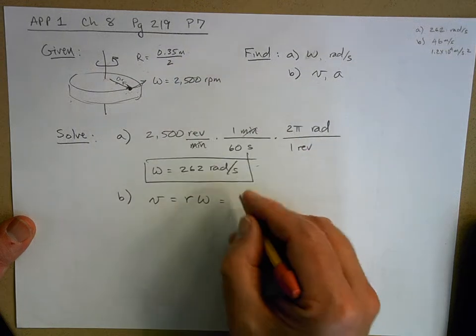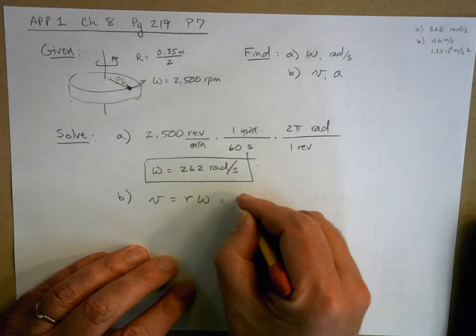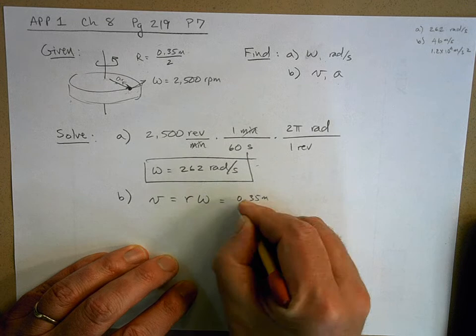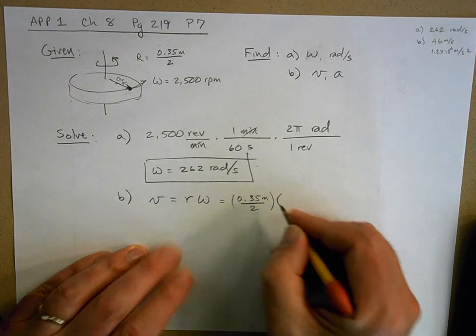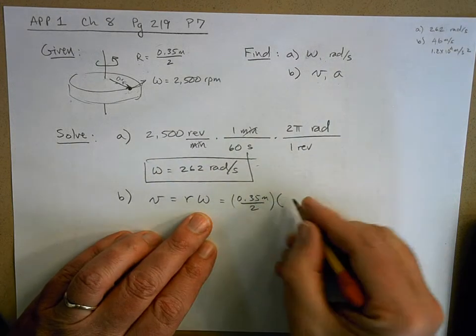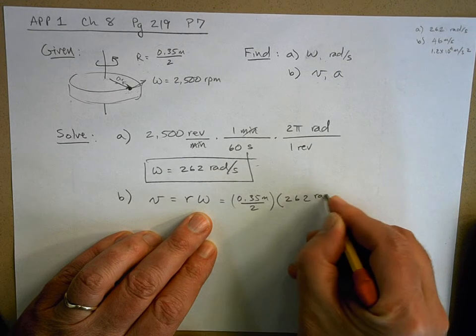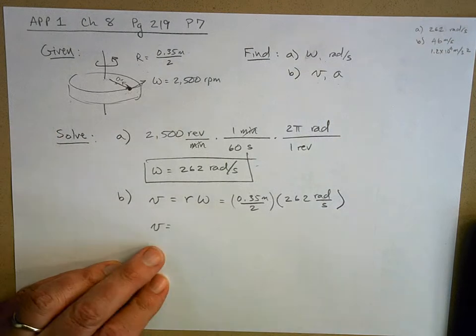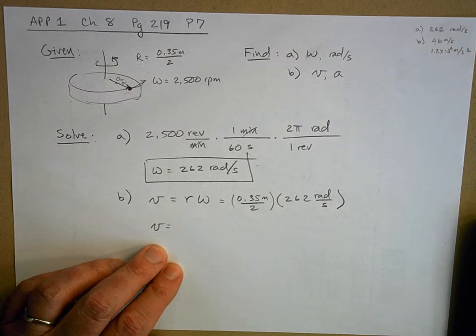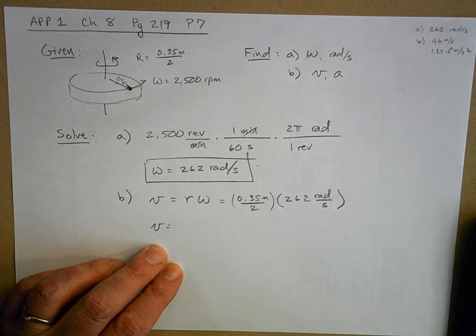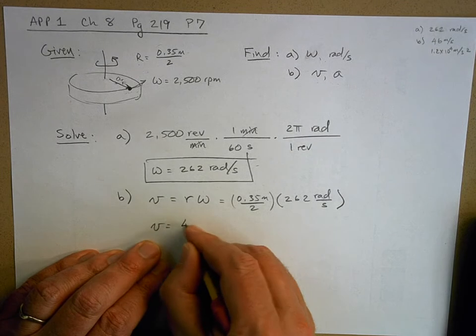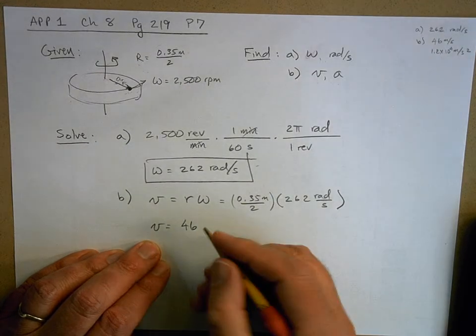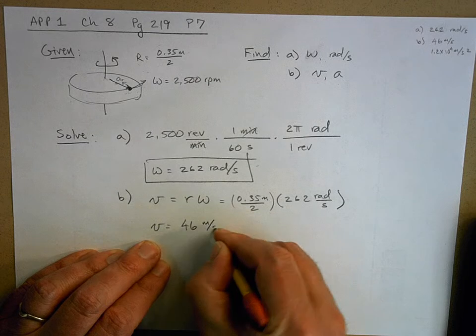In this case, I'll just say the 0.35 meters divided by 2. That's r. And then what is omega? Well, we got that 262 radians per second. And so v is equal to 0.35 divided by 2 times 262, and we get 45.85, but I'm going to round it off to 46.